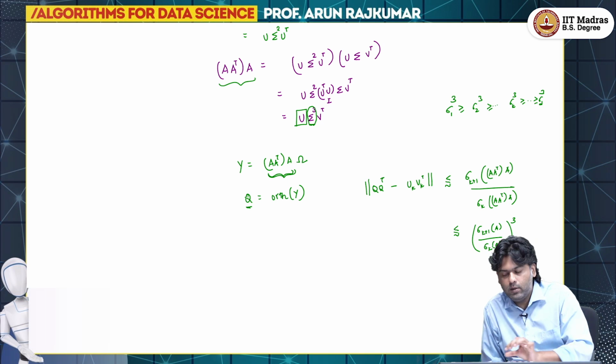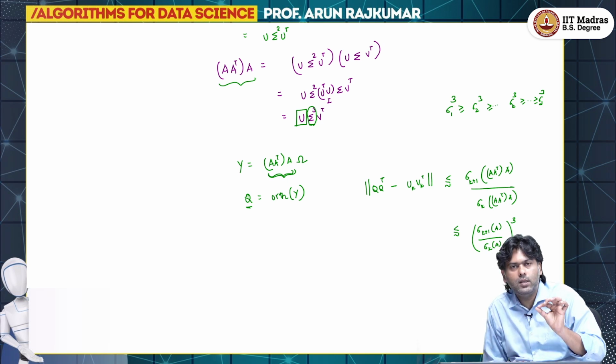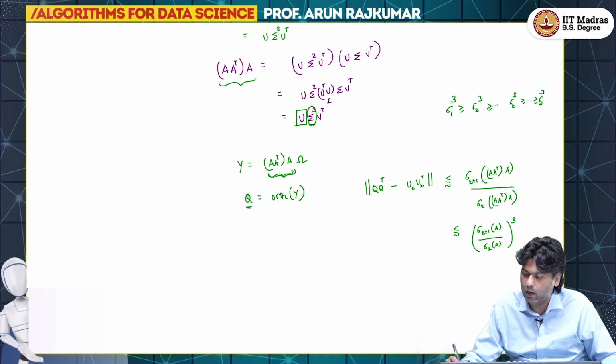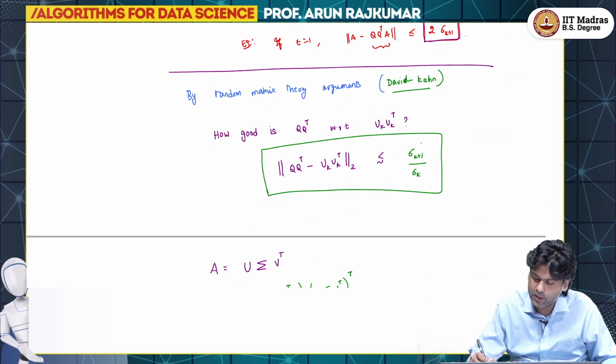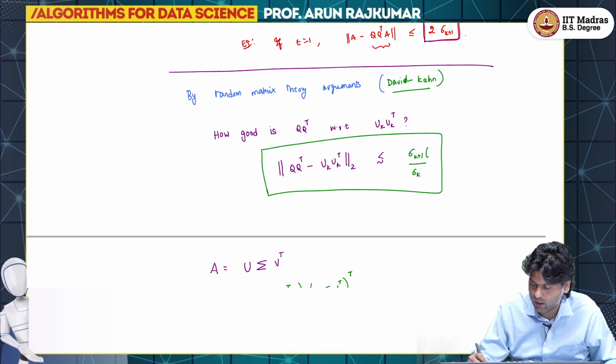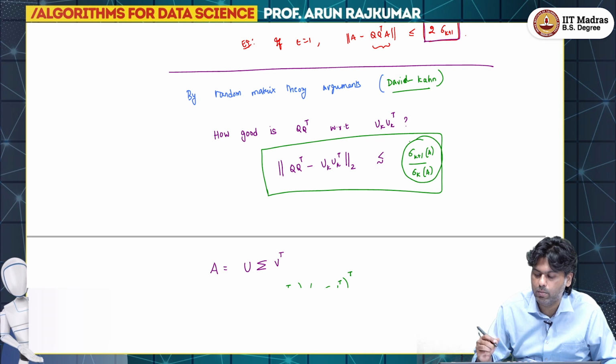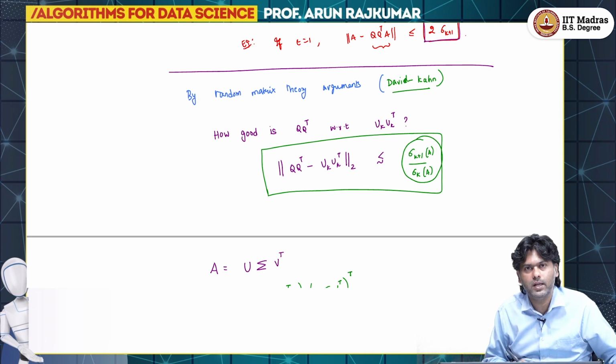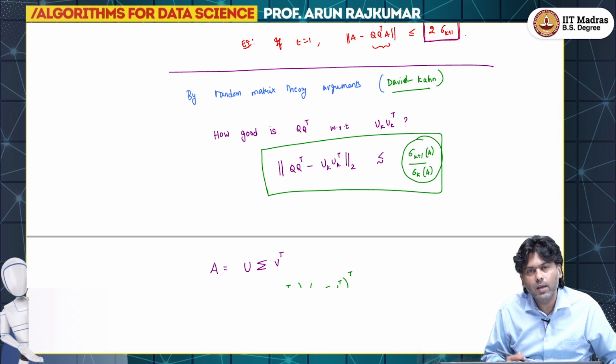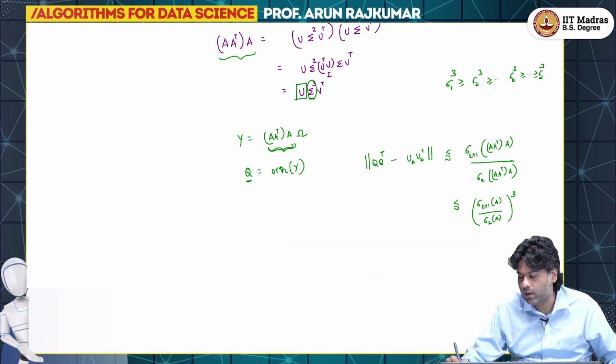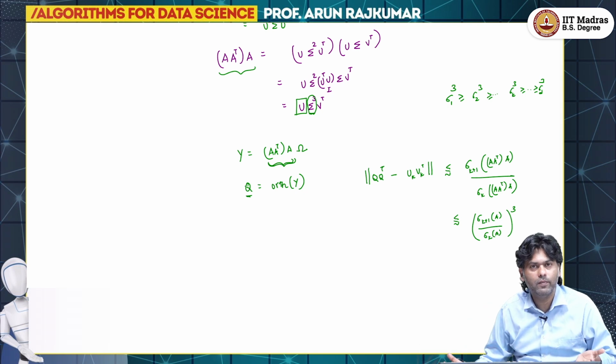Now, the question is, how does this value compare to our earlier approximation, which is sigma k plus 1 by sigma k of A? Of course, I should put an A here. That was implied at that point, but now because we are using different matrices, let us make the matrix dependence explicit. So, sigma k plus 1 of A by sigma k of A versus sigma k plus 1 of A by sigma k of A whole cubed.